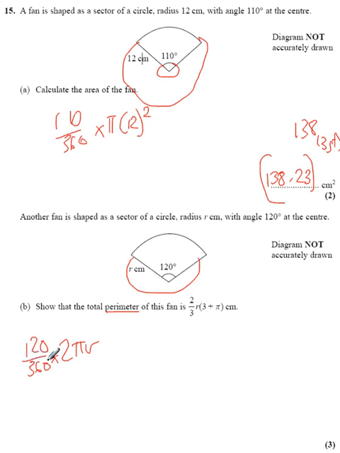Now, 120 over 360 cancels down to a third, which leaves you with a third times 2 pi r, which is equal to 2/3 pi r. Now, hold on a second. This isn't the same as the answer here.